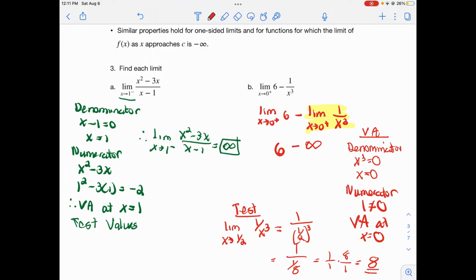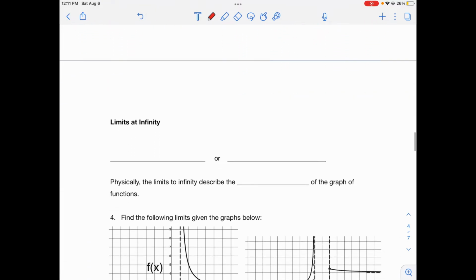But the entire limit I'm looking for is 6 minus infinity. Well, 6 minus infinity is going to be negative infinity. So the limit as x goes to 0 from the right-hand side of 6 minus 1 over x cubed is negative infinity. So we kind of put the different things together.